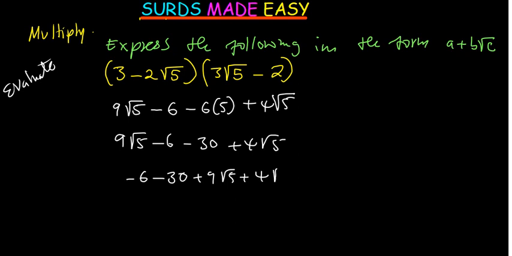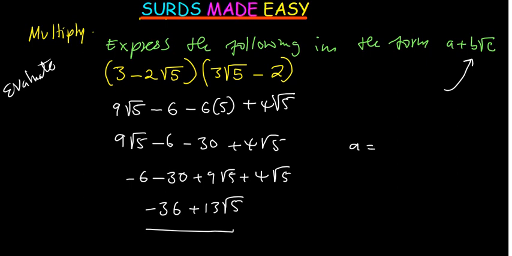Now negative 6 minus 30, that is negative 36. And then add these. Remember, when you're adding such, just add what is outside. 9 plus 4, that's a 13. And then root 5. So we have expressed in this form. So if the question was find the value of a, b, and c, this means that a is equal to negative 36, b is equal to 13, and then what is inside the root there, c, is equal to 5.